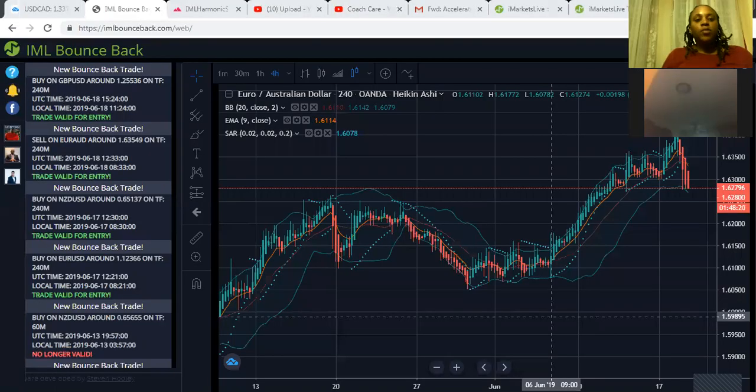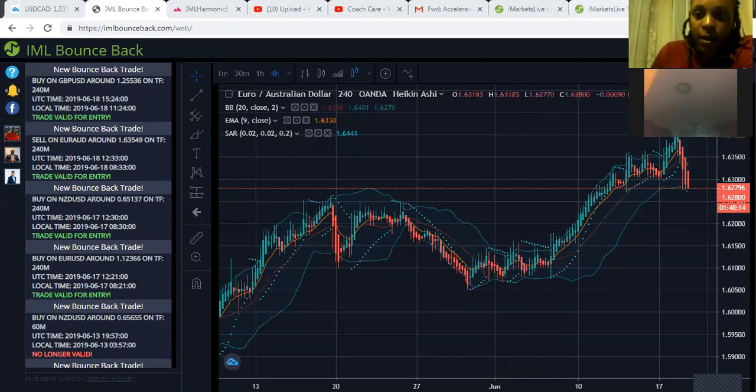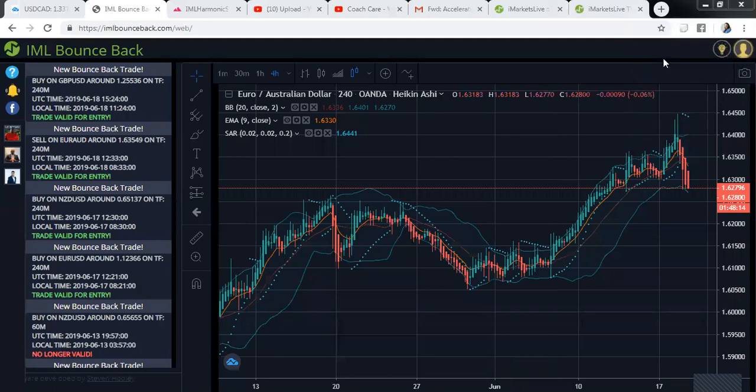All right, good. So we have GBP USD for a buy, right? Now, very interesting here. We got GBP USD for a buy on the 4-hour time frame, right?